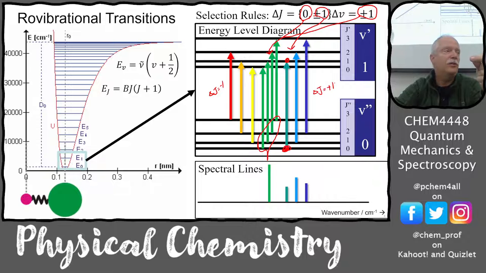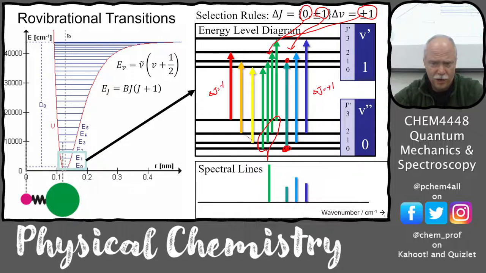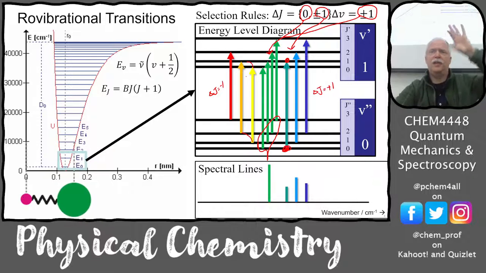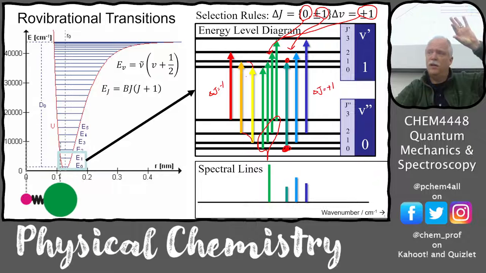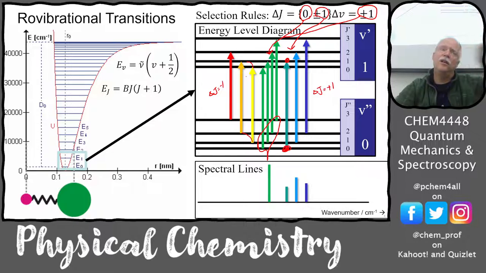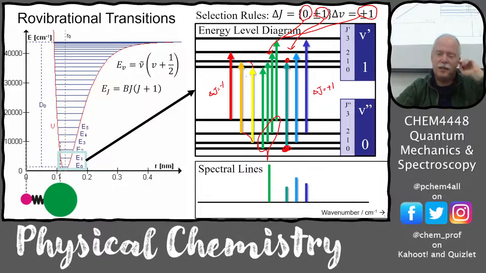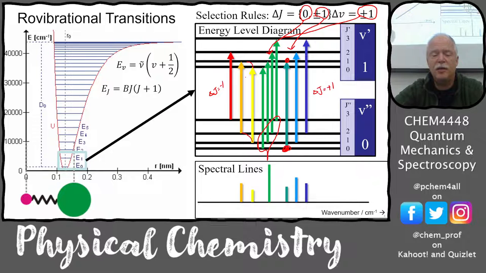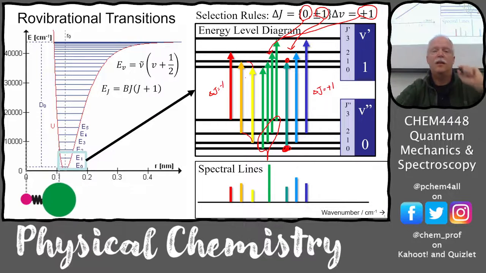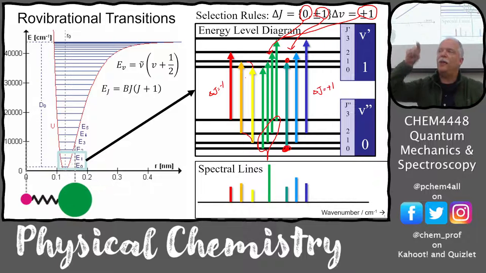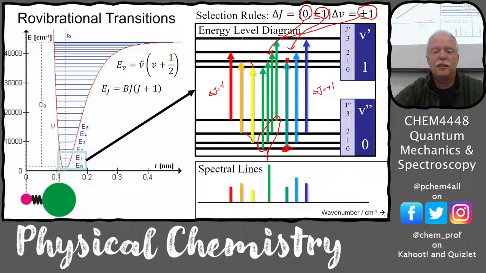go down to two. Notice now, in going from the yellow one to the orange one, the arrow got much shorter because this jump is bigger than this jump, right? So you see how that shrunk the arrow. And if it's a shorter arrow, it's a lower wave number transition. And so all three of these would be separated in the spectrum. And so that's where we see this regular pattern of rotational lines in the spectrum.